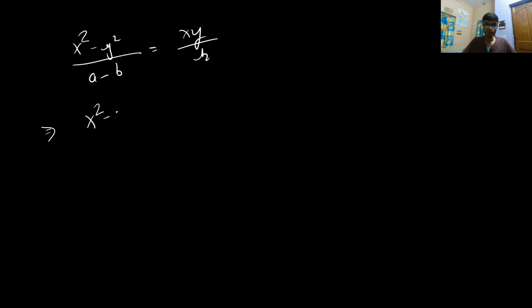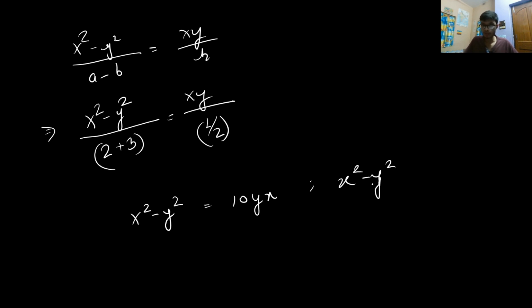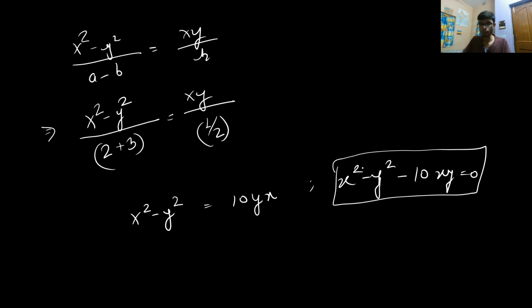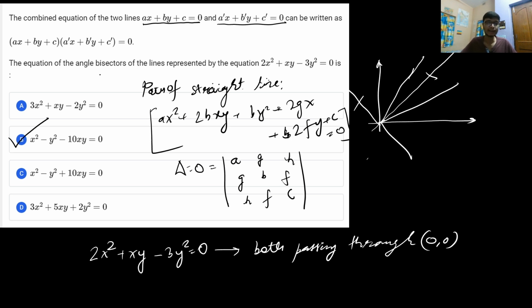So the equation of the pair of angle bisectors will be x square minus y square divided by a minus b, where a is 2 and b is minus 3, so 2 minus of minus 3, which is plus 3, is equal to xy divided by h, and the value of h is equal to half, because 2hxy is present and in the given equation it is xy. From here you can solve it as x square minus y square is equal to 10 times xy. So the equation of the angle bisector is x square minus y square minus 10xy is equal to 0. With this, the right answer to this problem is option B.